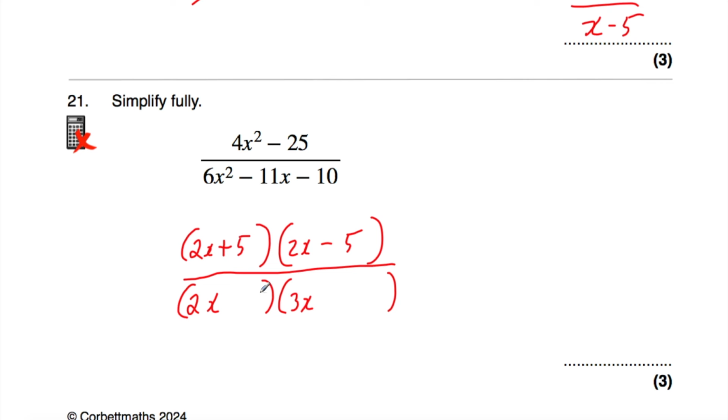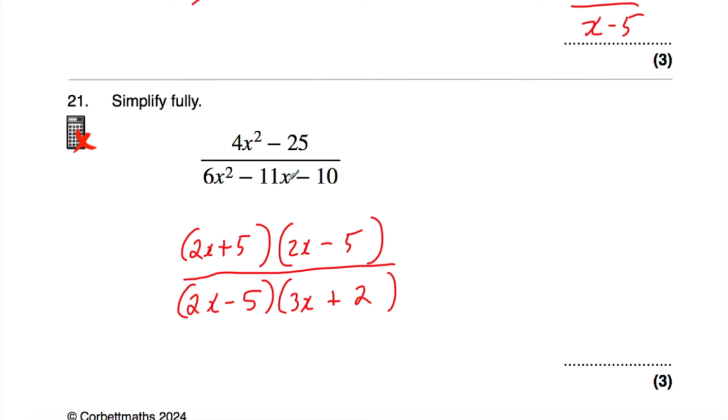So I'm thinking that if we put the 5 here, we're going to have 3x times 5, which is 15. So let's make that negative, so it's 3x times minus 5, which would be negative 15x. And then if we put a plus 2 in this bracket, let's see if that works. 2x times 3x is 6x squared. 2x times 2 is 4x, and 3x times negative 5 is negative 15x, and 4x plus negative 15x is negative 11x. That's fantastic. And then minus 5 times 2 is negative 10, and that's it. So we've factorized the denominator.